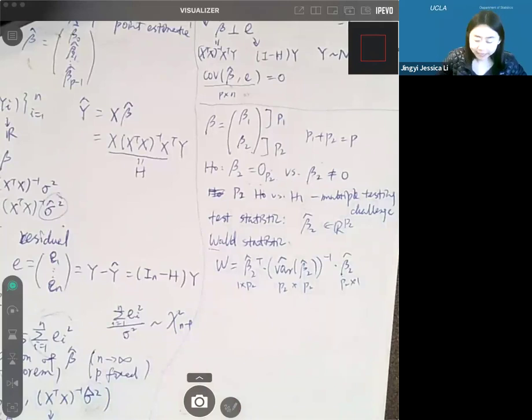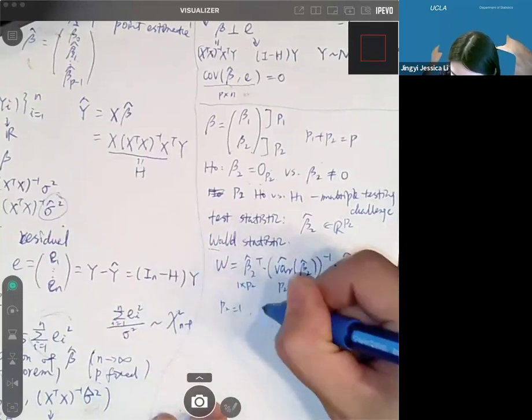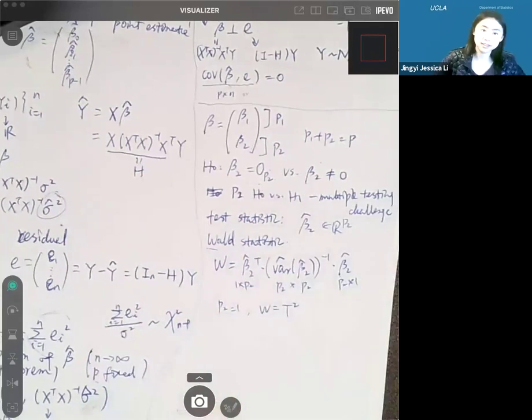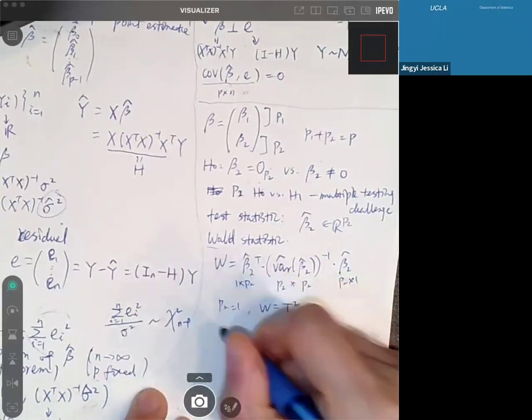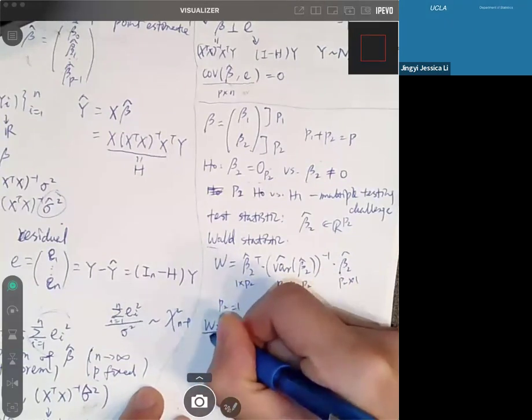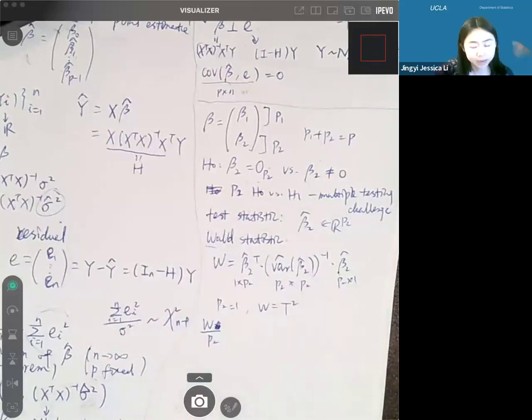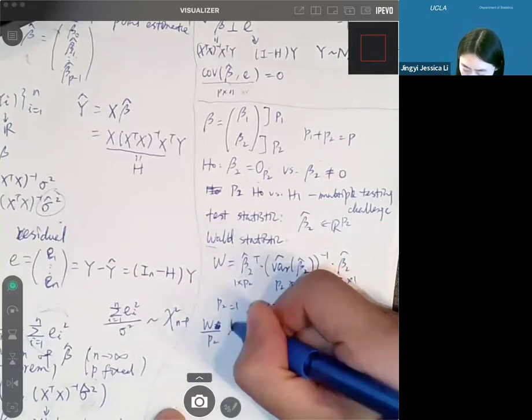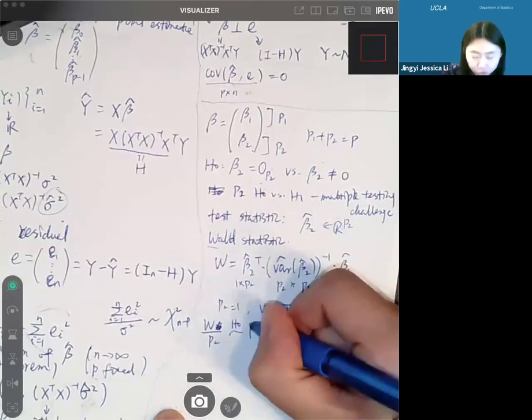Okay. And this Wald statistic, if P2 is equal to 1, is just the square of the T statistic we introduced for one element. So again, we need to derive its null distribution. And again, I can give you the result: under H0, W divided by P2, the dimension of beta hat 2, would follow an F distribution.